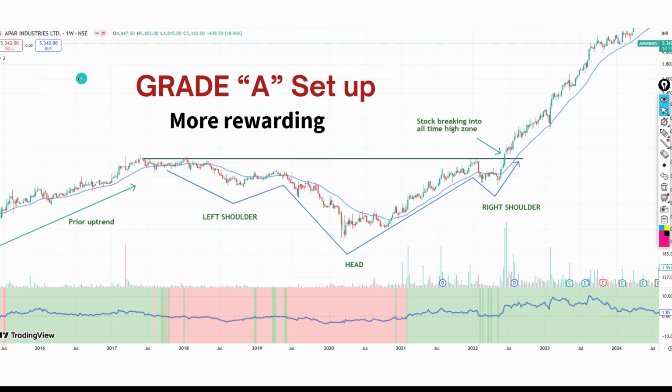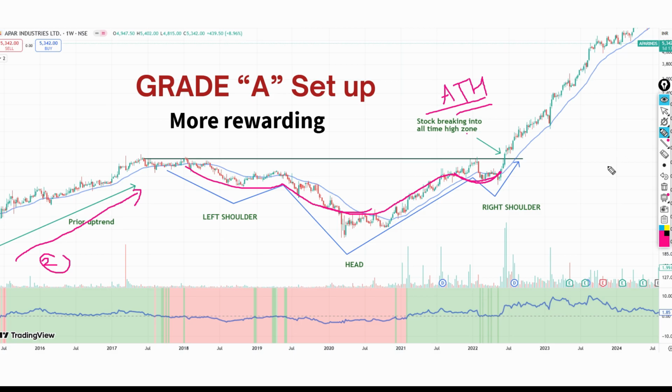This is one of the examples of a beautiful breakout in the apparel industry. And you see, this is a beautiful head and shoulders pattern that formed, and then the stock broke out into all-time highs. You can see the stage is now within a broader stage 2. The stage 2 is not broken yet, and the stock forms a stage 1 within the broader stage 2, and the stock breaks into all-time highs.